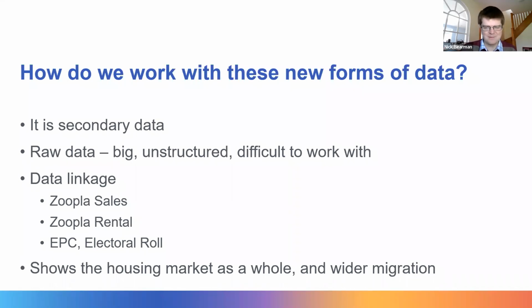For example, we've got some data from Zoopla on house sales, and we could look at that and it tells us a lot about house sales and prices and frequency and so on. But if we combine that with some rental data as well, we can start to tell a bit about, okay, where do we get sales? Where do we get rentals? And if we bring that into some energy performance certificate data and electoral roll data, we can start to tie all that together and look at the housing market as a whole and migration and say, okay, we've got some rentals, we've got some sales, and we know roughly where people are going.